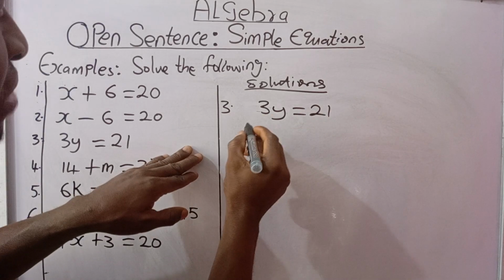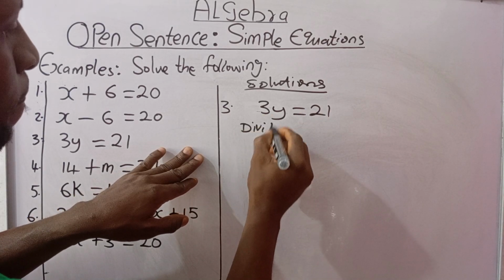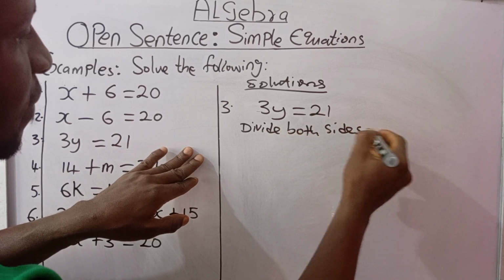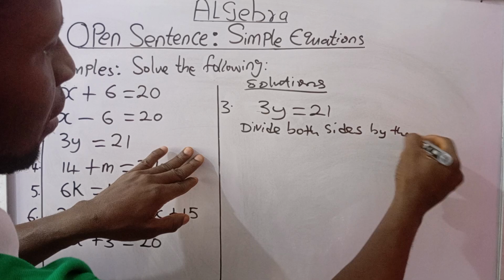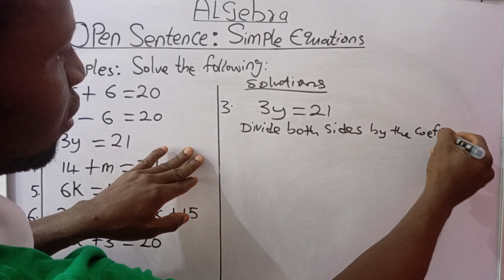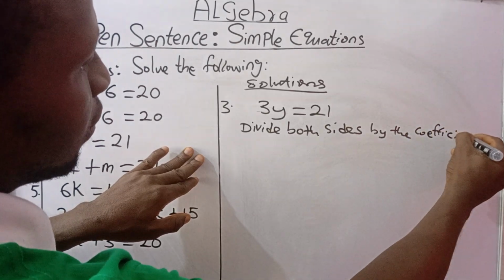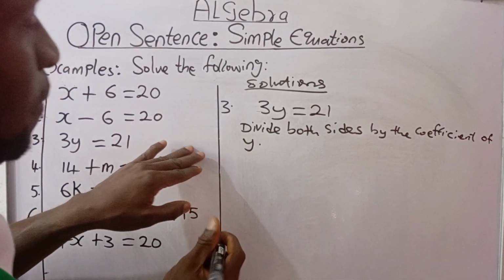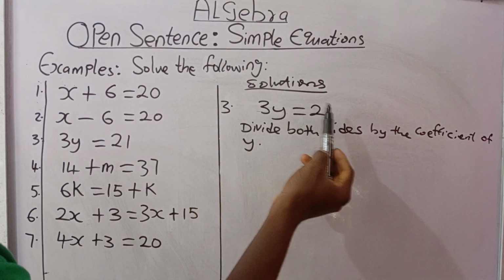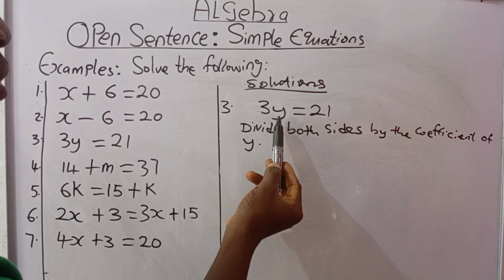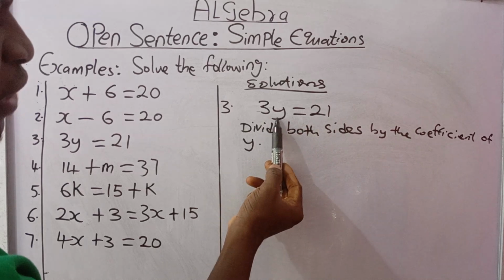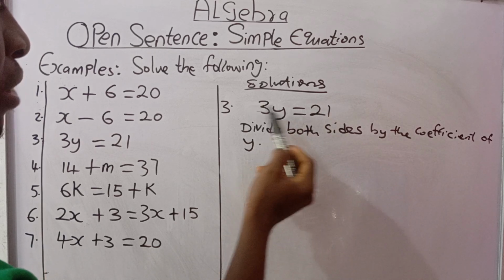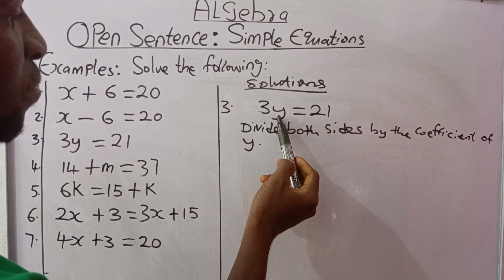What we do is that we divide both sides by the coefficient of y. Now the question is, what is the coefficient of y in this particular example? We have done coefficient. The coefficient of y is what? 3. So you divide both sides by the coefficient of y. And the coefficient of y is 3.